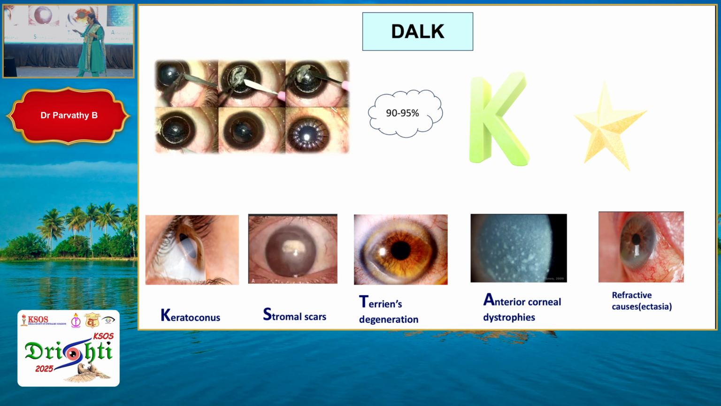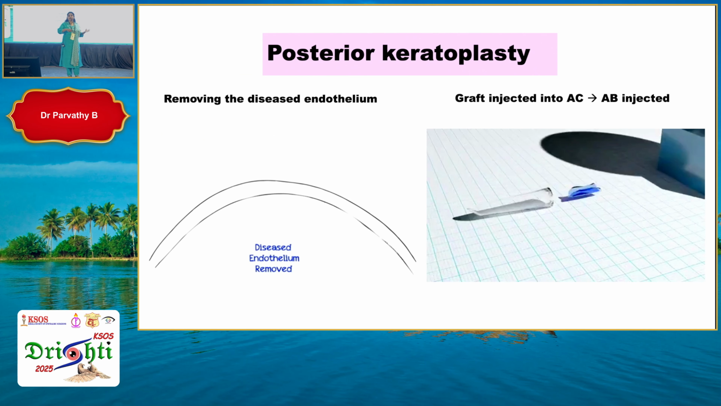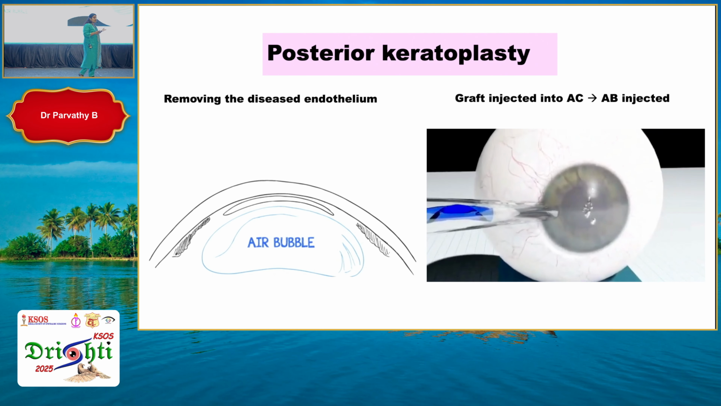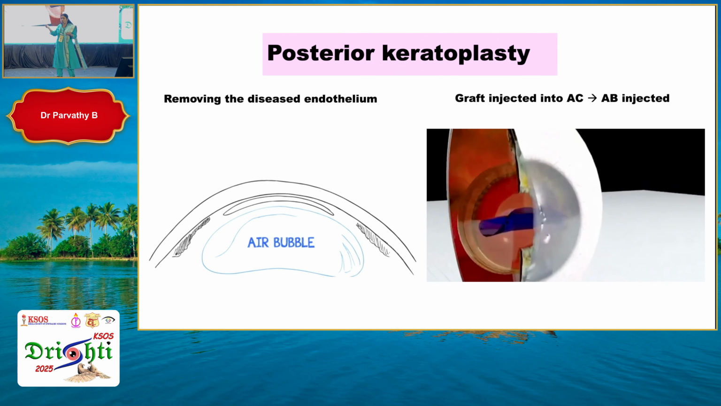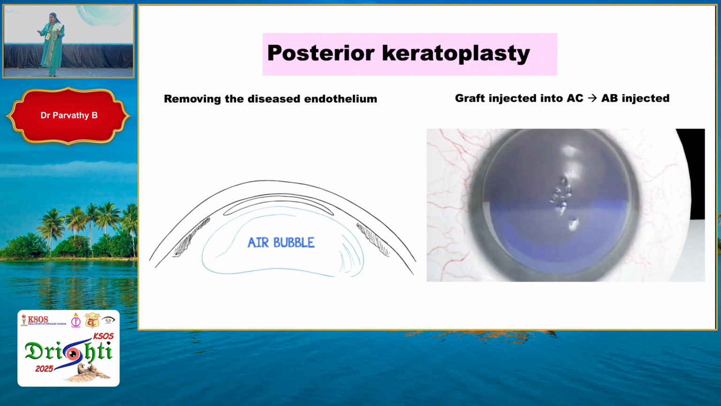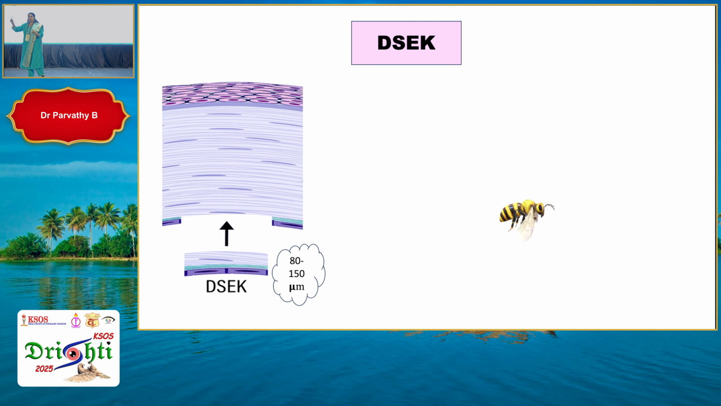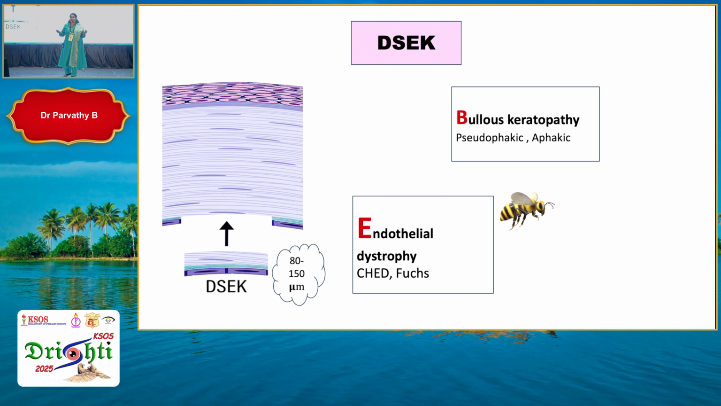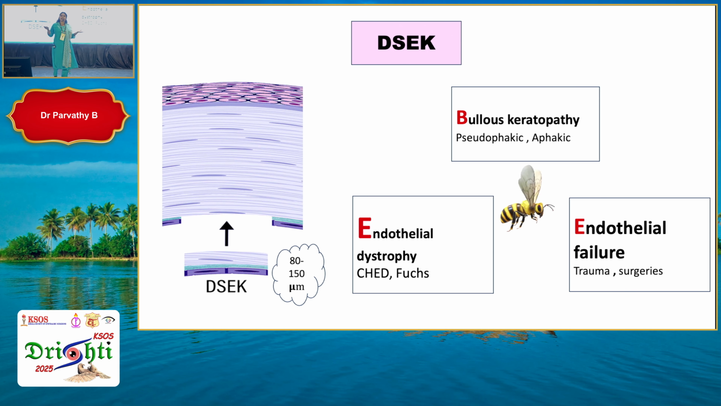Let's go to posterior. In posterior, the diseased Descemet and the endothelium is removed. Then we put a graft, depending on whether it's a DSEK or DMEK. Here, the graft is taken, which is injected into the anterior chamber of the patient, which is then opposed to the cornea with the help of an air bubble. See? No sutures. Let's see DSEK first. So, DSEK, that is Descemet, the posterior stroma and the endothelium is replaced here. But why is this bee flying? This bee is telling me it is done for what? Bullous keratopathy, endothelial dystrophies like CHED and Fuchs, and endothelial failure, children.